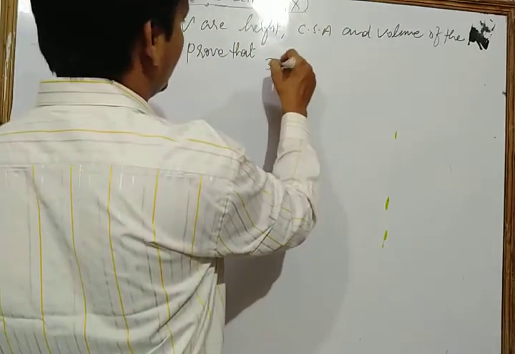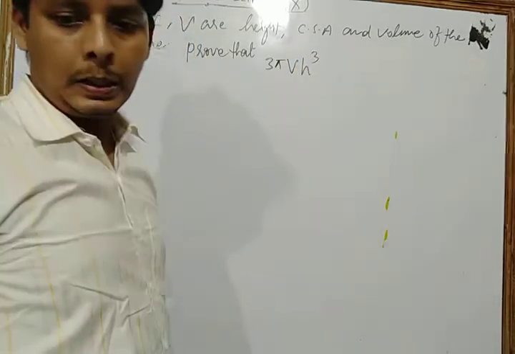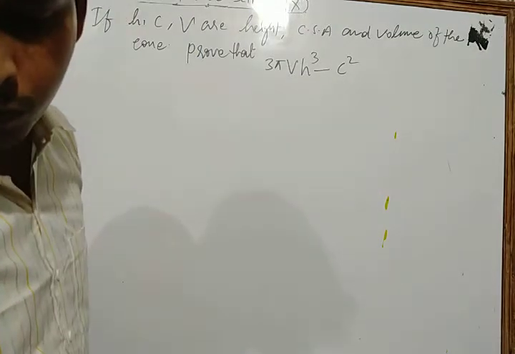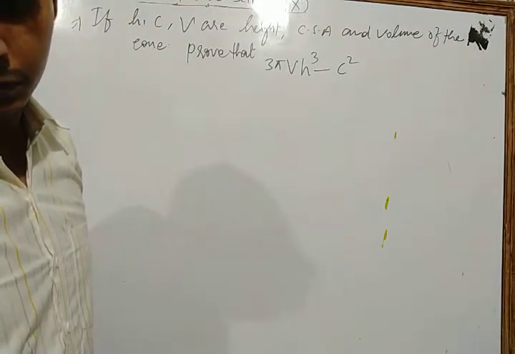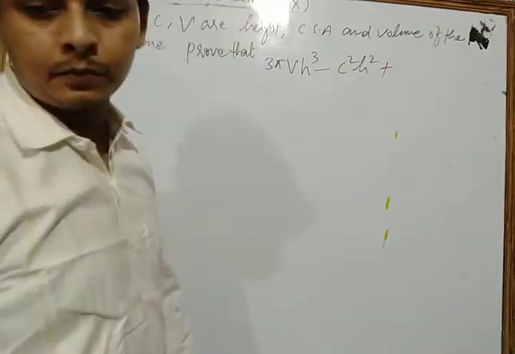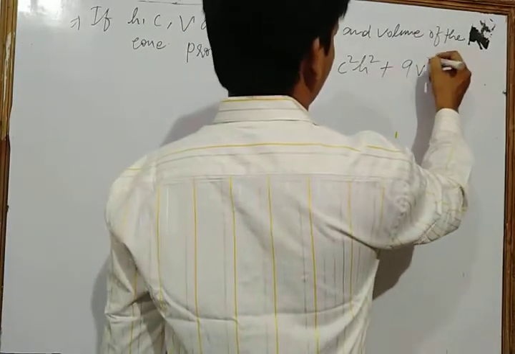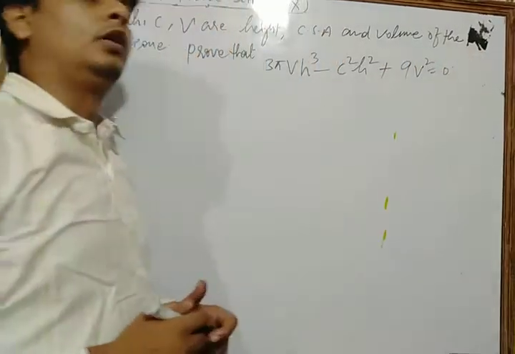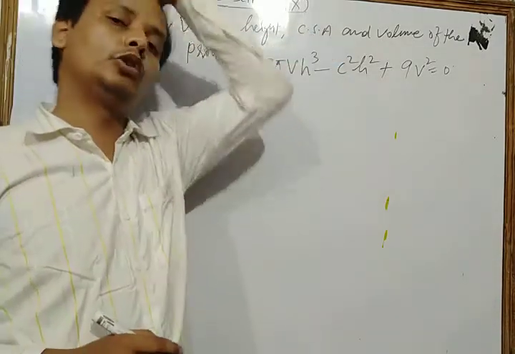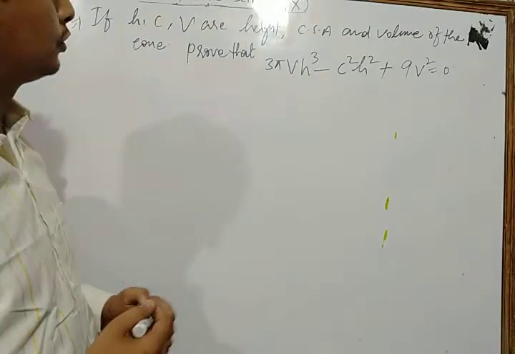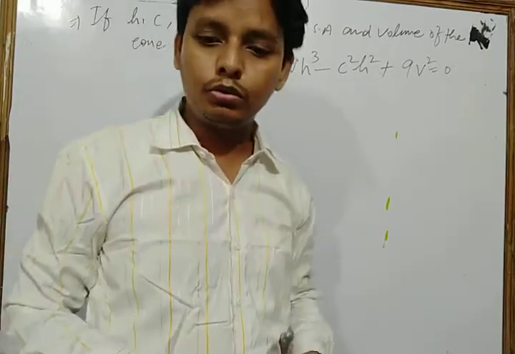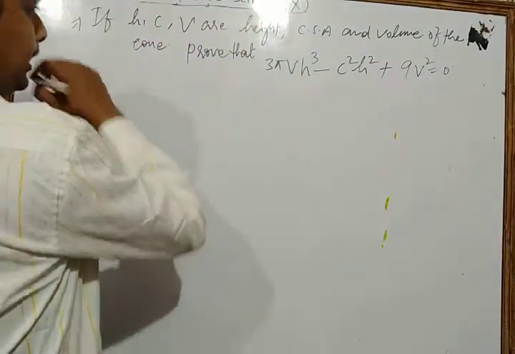You prove that 3 pi V H cube minus C square H square plus 9V square is equal to 0. Here H, C, V are height, curved surface area and the volume of the cone, and we have to show that 3 pi V H cube minus C square H square plus 9V square is equal to 0. Now let's see its solution.